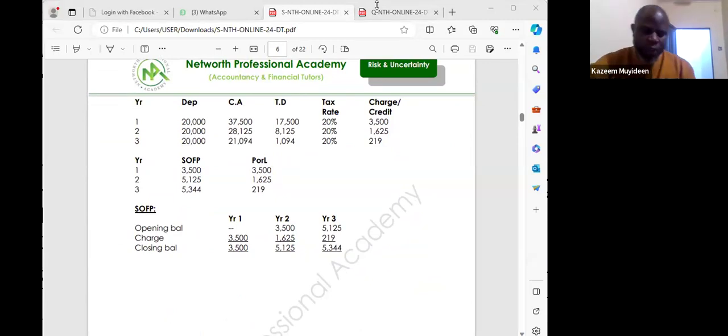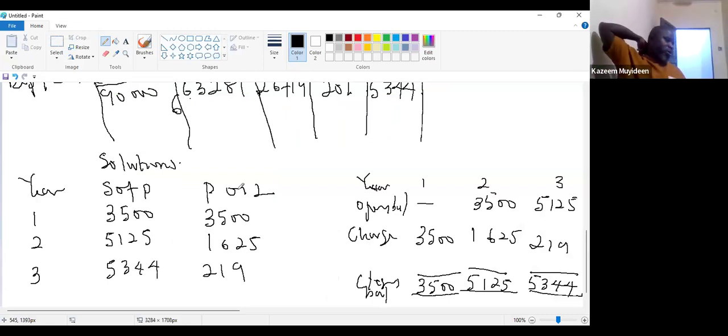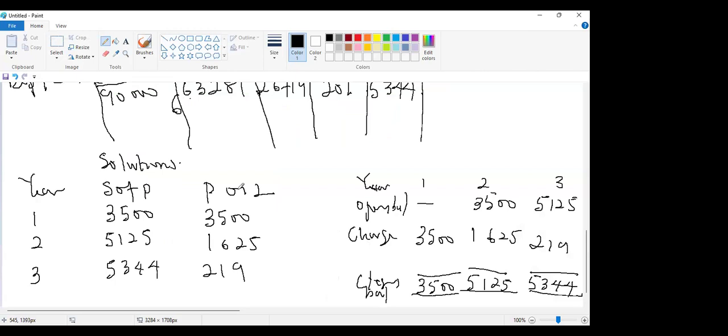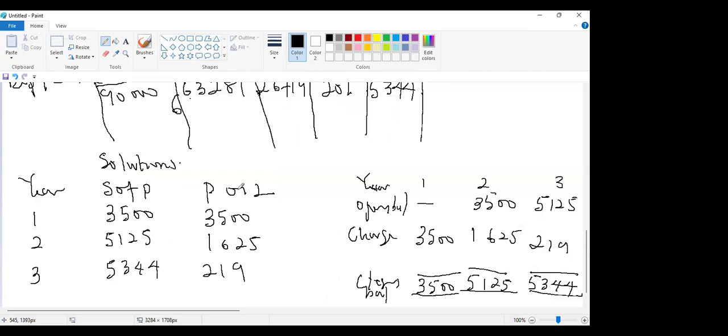I have a question, sir. This charge you are recording under profit or loss account, what does it really represent? That means it's an expense, not an income. It increases our tax. Do you get the logic? Yes, sir. You have a different tax charge.